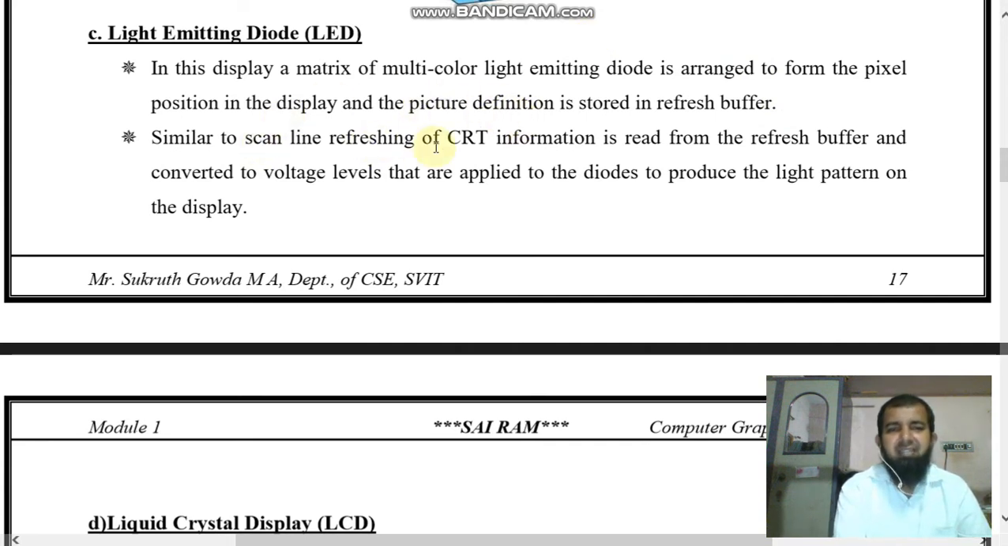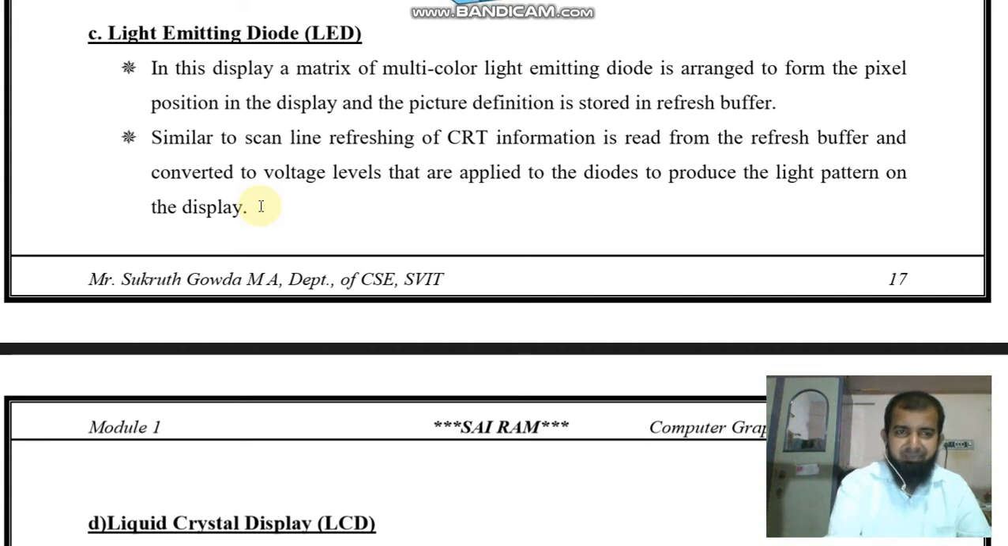Similar to scanline refreshing of CRT, information is read from the refresh buffer and converted to voltage levels that are applied to the diodes to produce a light pattern on the display. So it works similar to the scanline refreshing of CRT.